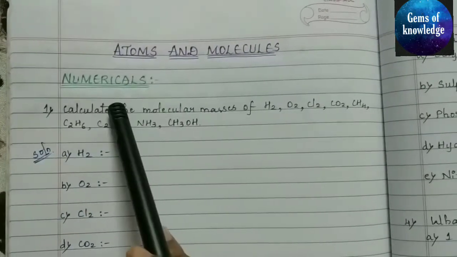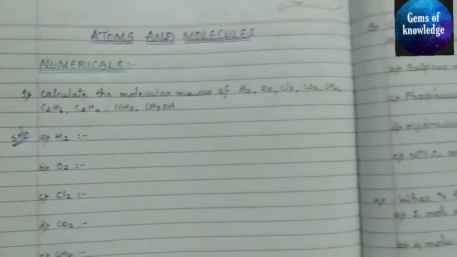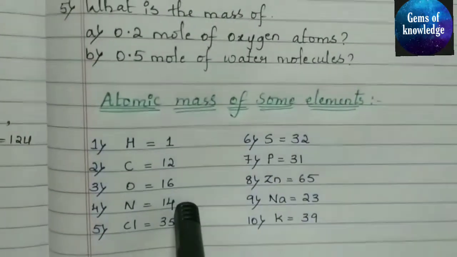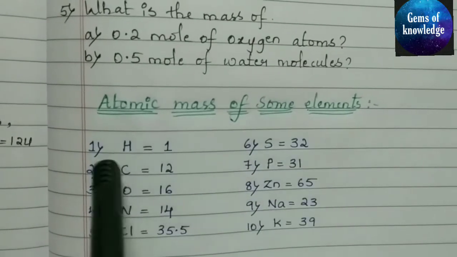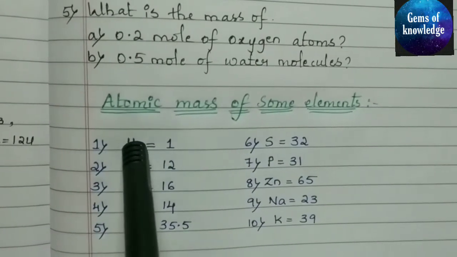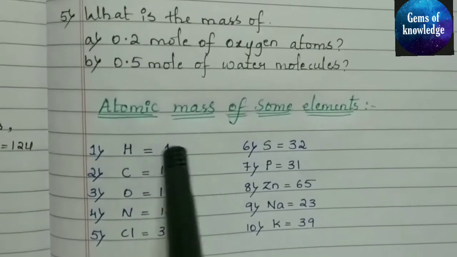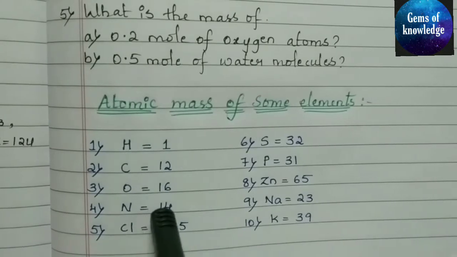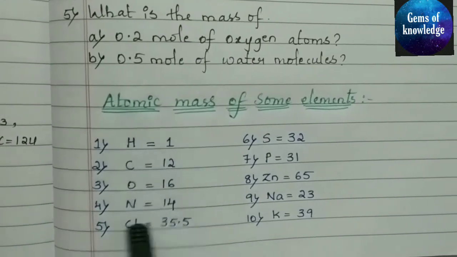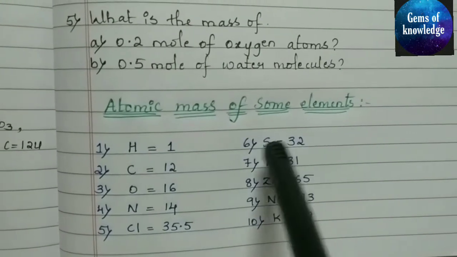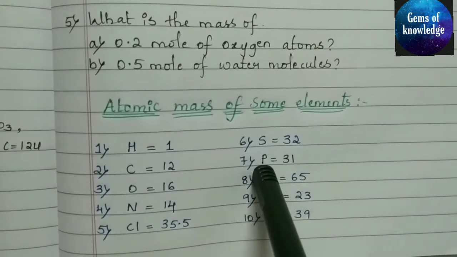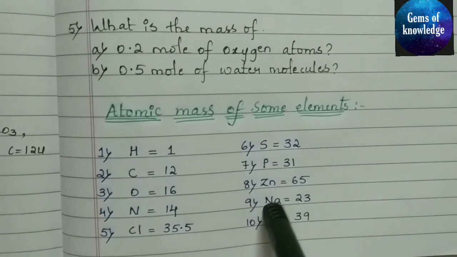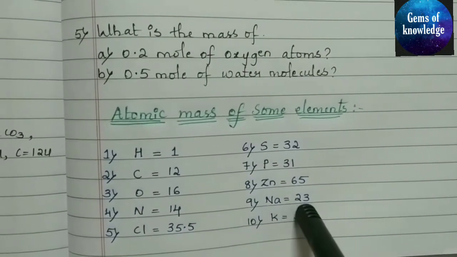Okay, so before starting these numericals, you need to study a few things, that is, the atomic masses of these elements. So what are the atomic masses of these elements? Hydrogen, first one, the atomic mass of hydrogen is 1. Second, carbon, it is 12. Oxygen is 16. Nitrogen is 14. Cl, chlorine, is 35.5. Sulfur is 32. P, potassium is 31. Zn is zinc, it is 65. Na is sodium, 23.